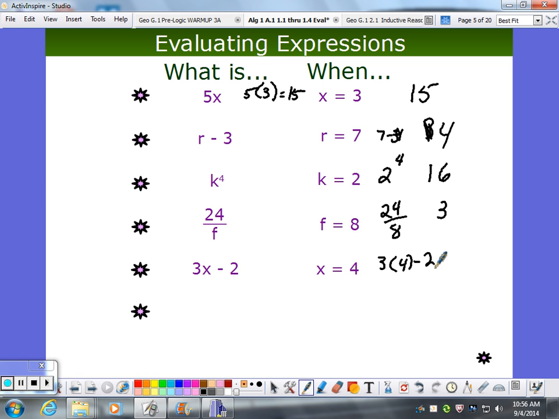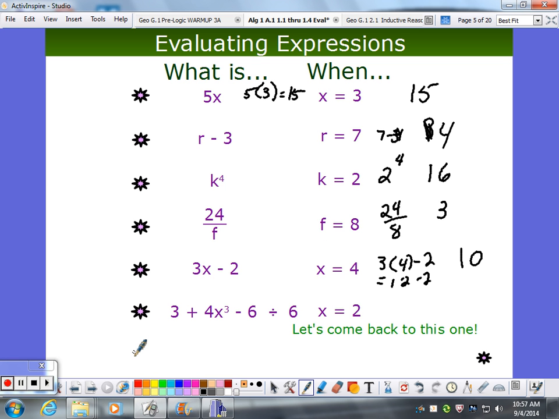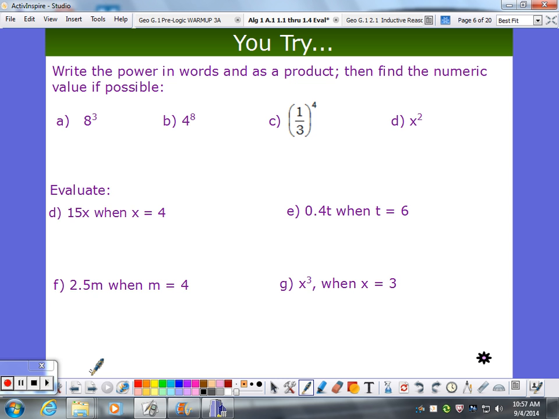All right, so I'm putting in the 4. 3 times 4 minus 2, 10. And then, well, wait a second. This is a little more complicated. There's a little more going on here. We're going to come back to that a little bit because we have to review a topic here. But let's just make sure we've got the powers down pat.